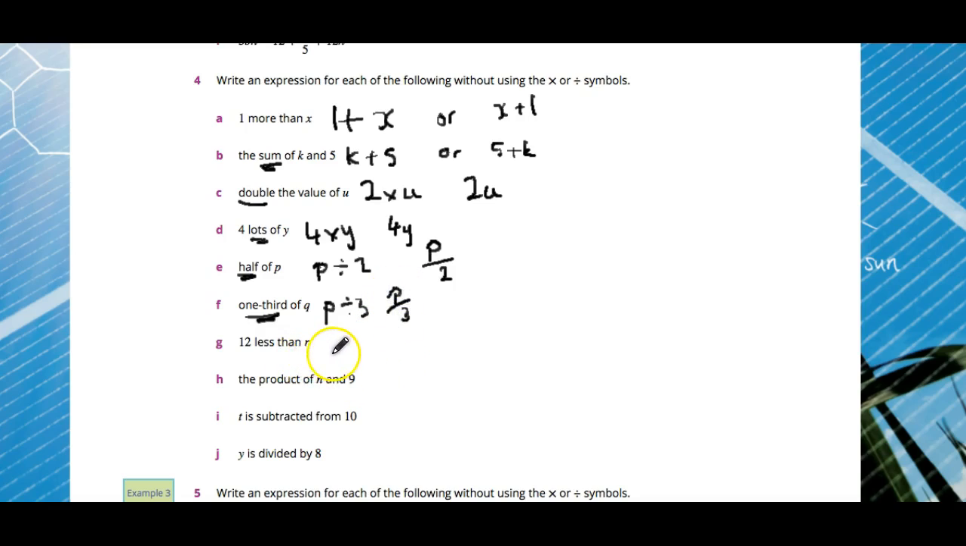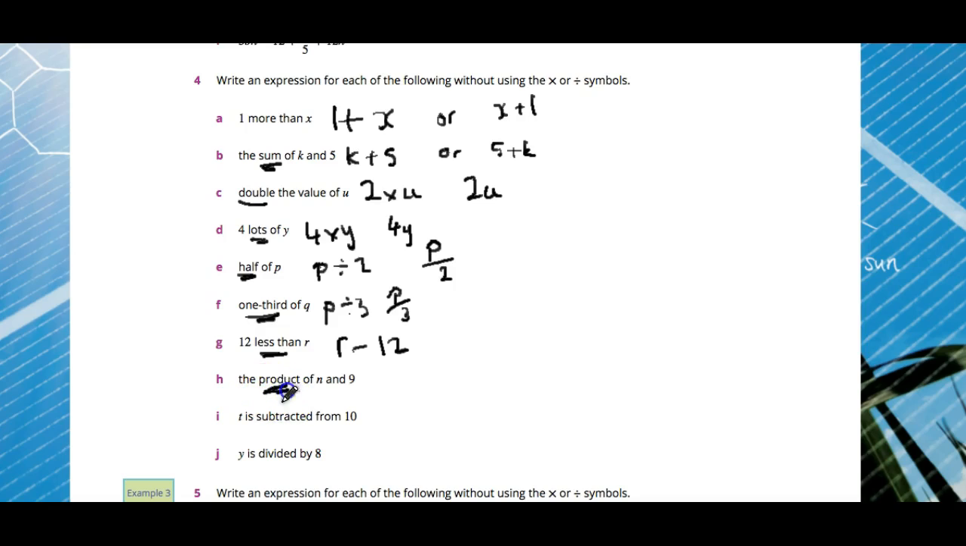12 less than r. So if we're going less than something, we're going to be taking it away. So if I said 12 less than 20, you'd do 20 minus 12. Okay, so sometimes it's easier to substitute in a number for the letter to see if it makes sense to you.